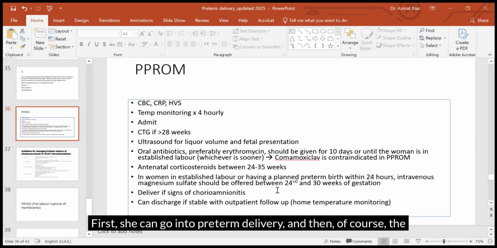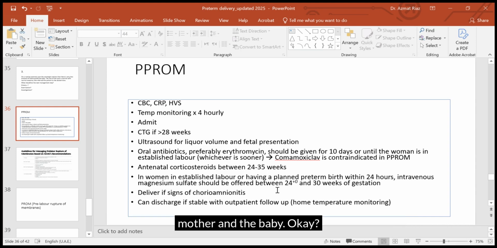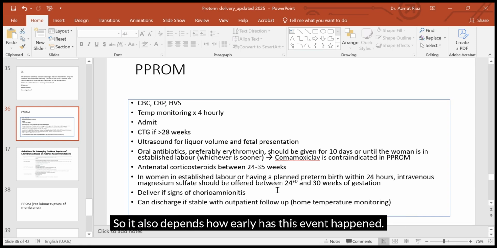First, she can go into preterm delivery, and then, of course, the baby can have all the possible complications of having a preterm delivery. And second is having infection. Infection can be for both the mother and the baby. Okay, so it also depends how early has this event happened.